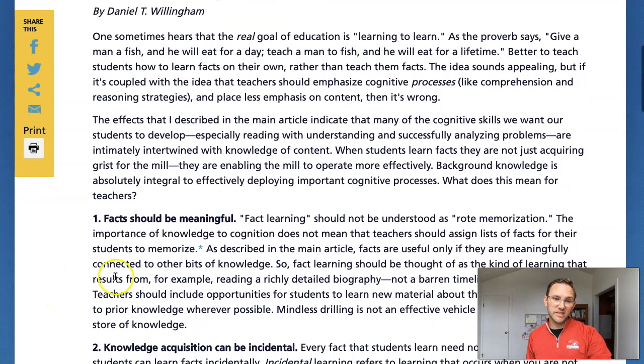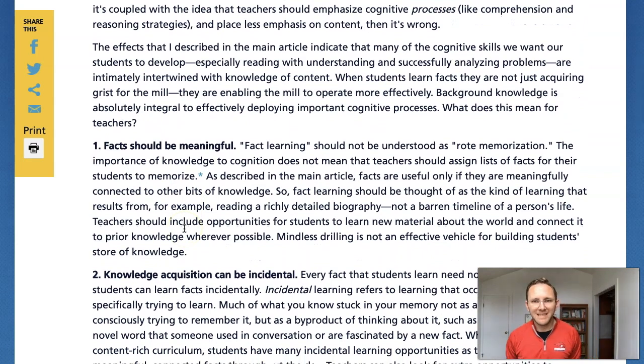So, what does this mean for teachers? Well, first of all, it means that facts should be meaningful. Fact learning, Willingham says, should not be understood as rote memorization. The importance of knowledge to cognition does not mean that teachers should assign lists of facts for their students to memorize. As described in the main article, facts are useful only if they're meaningfully connected to other bits of knowledge. So if our students don't know how a fact matters, the fact won't help them very much.